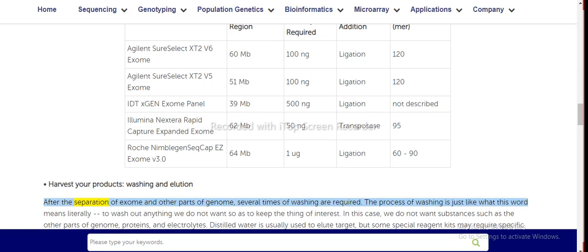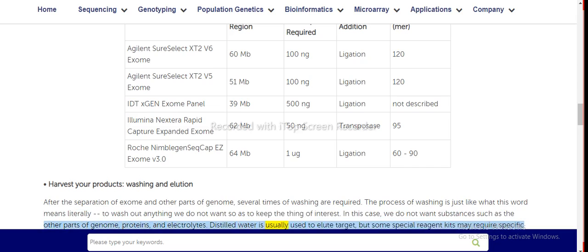After the separation of exome and other parts of the genome, several washes are required. The process of washing is just what the word means, literally washing out anything we do not want so as to keep the thing of interest. In this case, we do not want substances such as the other parts of the genome, proteins, and electrolytes.